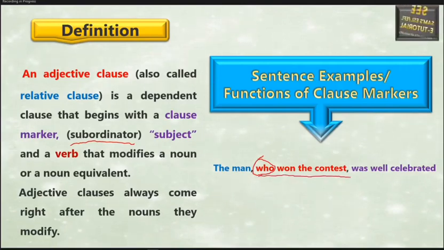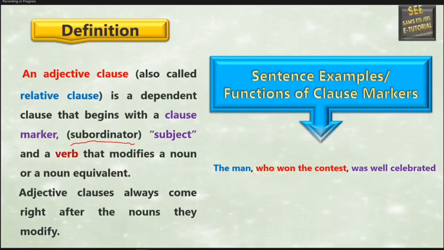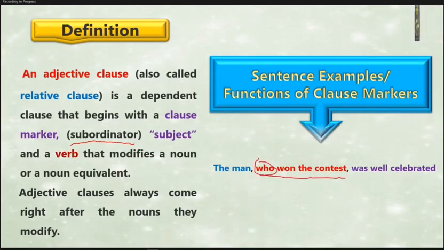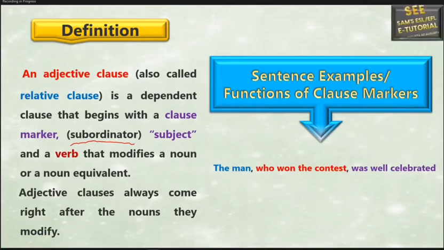Now the whole of this is a subordinate clause. Take note. Who won the contest is the subordinate clause, and of course you need the clause marker, a subordinator, to form a subordinate clause. Now what are the functions? Like I said, number 1, it introduces a subordinate clause. Number 2, it can also function as the subject in the absence of a subject. Please take note. It can function as what? The subject in the absence of a subject. So it performs dual function here.